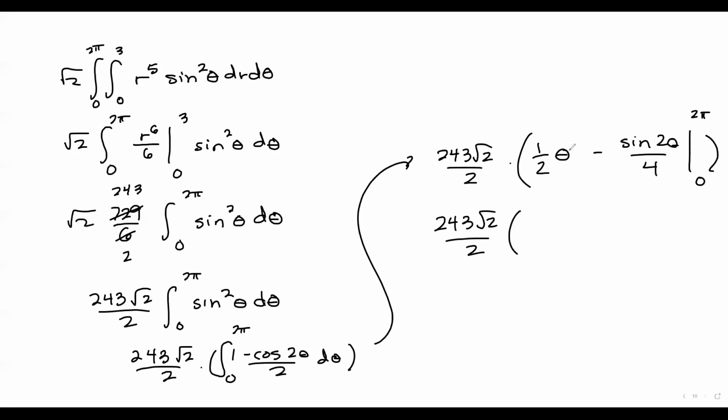We get 2 pi plugged in, 1/2 times 2 pi, so you're going to get pi. And then minus, this is going to be sine of 4 pi, which is 0. And when you plug in 0, you get 0 again. And so we're going to have 243 root 2 over 2 pi.